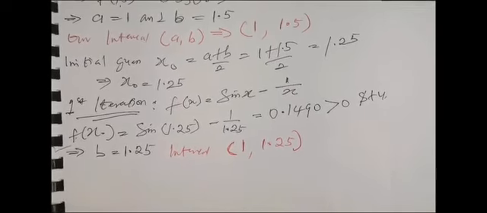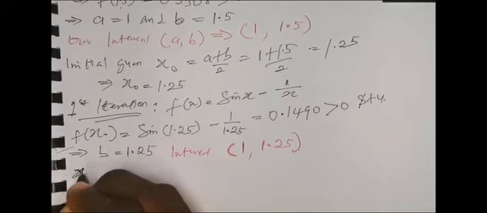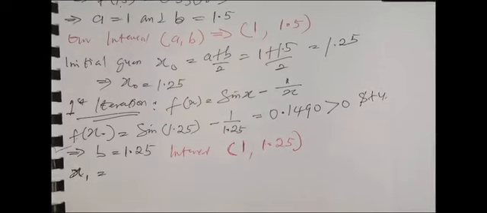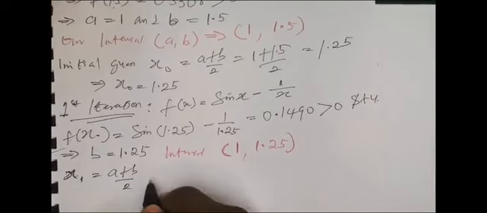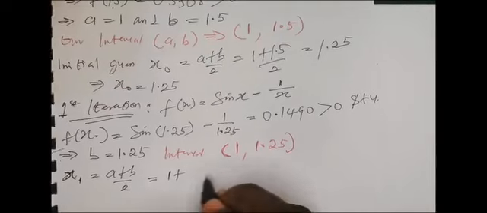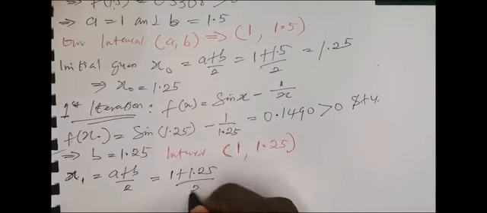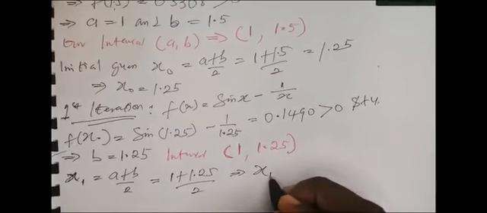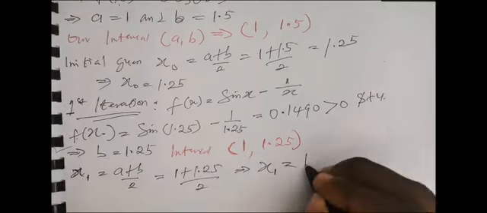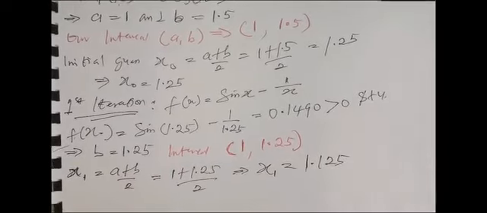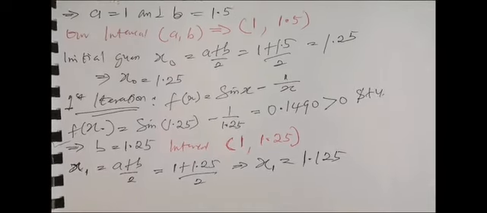So we find the second root, which is called S1. S1 is going to be equal to a plus b divided by 2. This is equal to a is 1 plus b is 1.25 divided by 2. So S1 is 1 plus 1.25, which is 2.25, divided by 2. That simply gives us 1.125. So S1 is 1.125. Now with this you can carry out your second iteration.